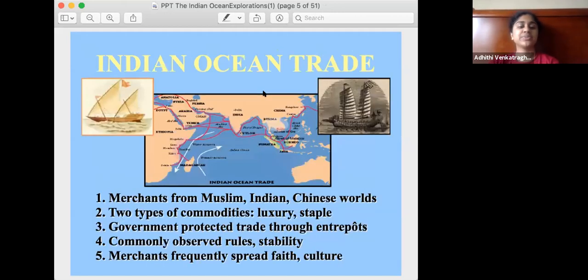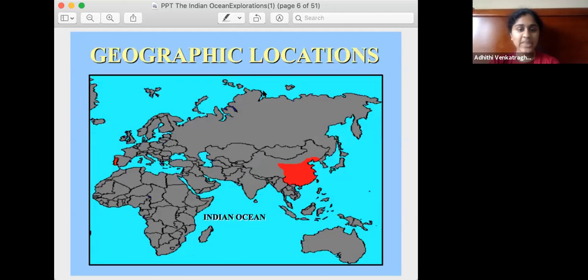Indian Ocean trade included merchants from Muslim, Indian, and Chinese worlds, which had two types of trade, luxury and the staple, and the government protected trade through entrepôts. They commonly observed rules and stability, and merchants frequently spread faith and culture. Geographic locations of this route, as you can see, is China, that's Portugal right there, it's the Indian Ocean.